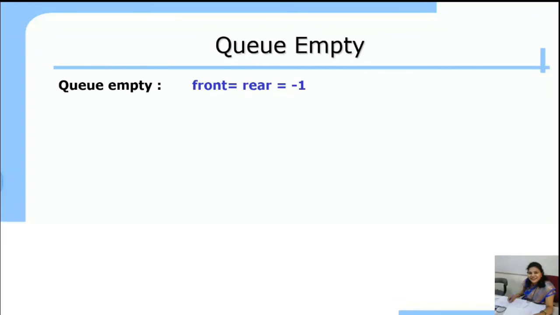So first is the queue empty condition. How to make the queue empty? Front and rear are equal to -1. So this is a queue which is empty. If there is a single element at the 0th location, then front and rear will point to 0. But there is no element, that's why front and rear point to -1, which is less than 0.